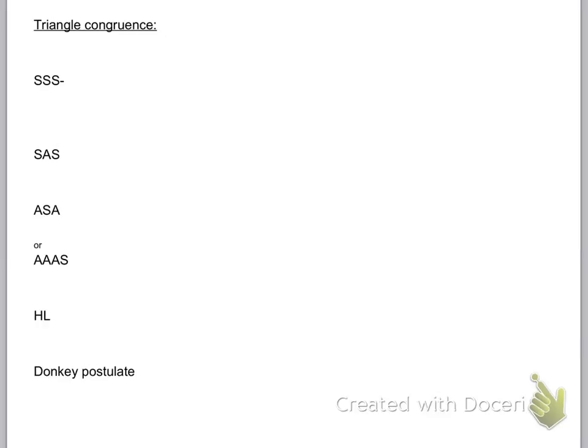Some of these postulates are dealing with triangle congruency. We have SSS, SAS, ASA, AAS, HL, and we have one called the donkey postulate. One of the letter combinations that we don't see up there. So, what do you think SSS stands for? Side, side, side.